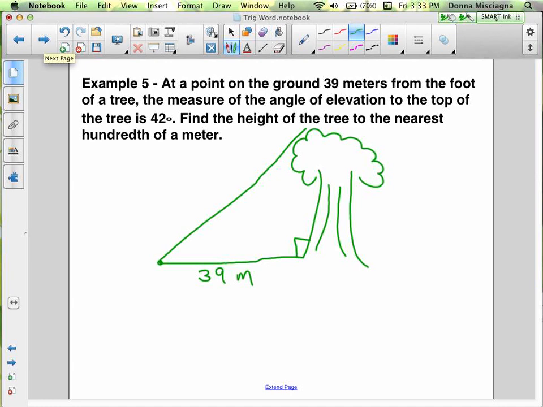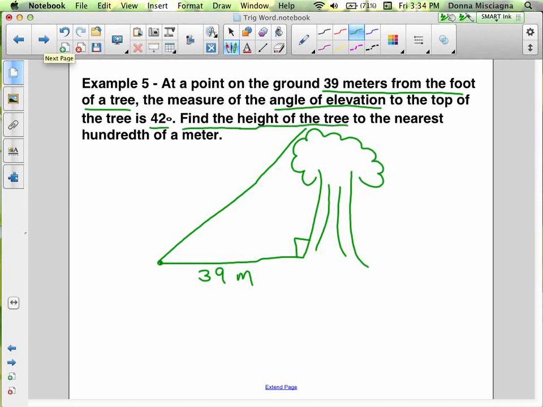Let's place our measurements in here. Let's actually underline our measurements so that we can make sure we put everything in the triangle. So we are 39 meters from the foot of a tree. I kind of just added that as I was drawing it along, because that's all kind of one sentence there. We have the angle of elevation, 42 degrees. We have find the height of the tree.